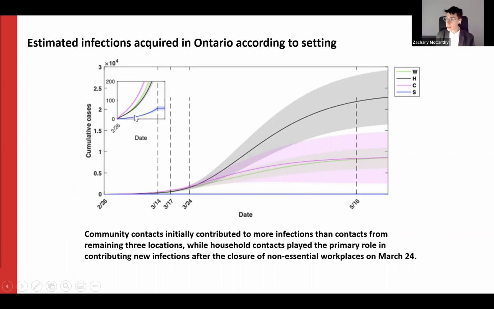What I'd like to point out here, in this inset, is that early on in the epidemic, the community initially played the primary role contributing to infections, then workplace is the green, followed by household, and the school contributed the least. However, after more measures were put in place, so after March 24th here, we see a shift in this behavior. The primary contributor after March 24th is the household, followed by the community settings. As a special note, the school was estimated to contribute the least to infection early on. I know that's a major question and a major element for us to consider at this time.